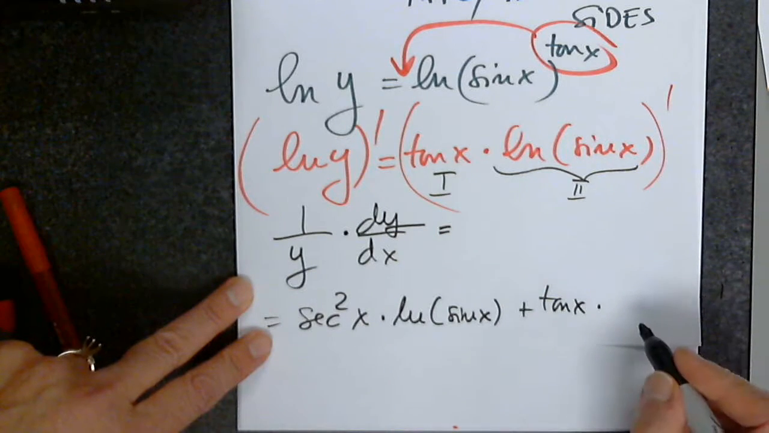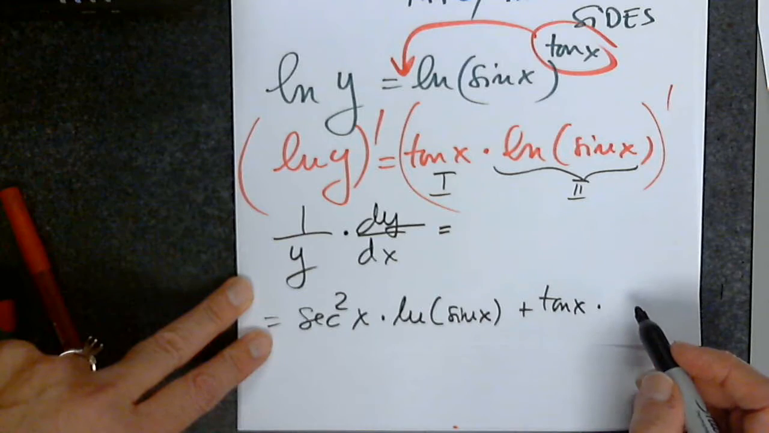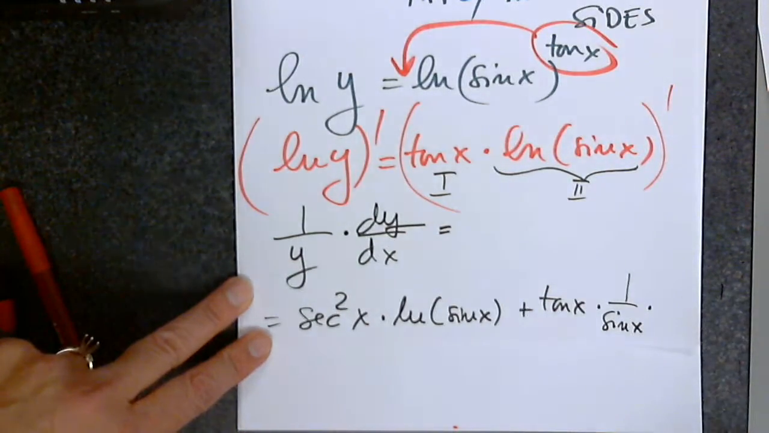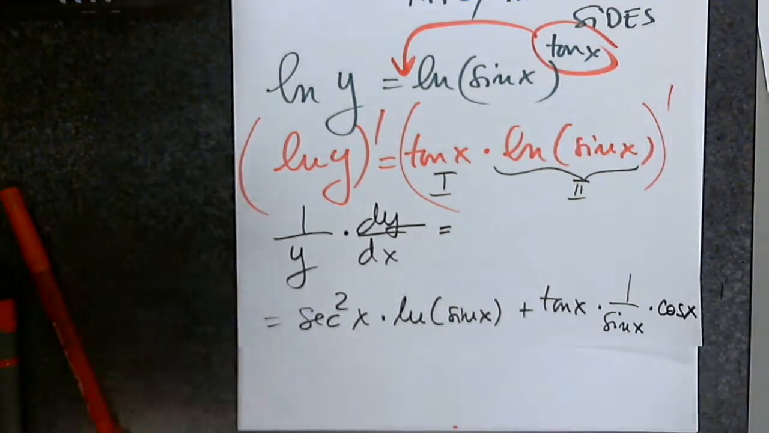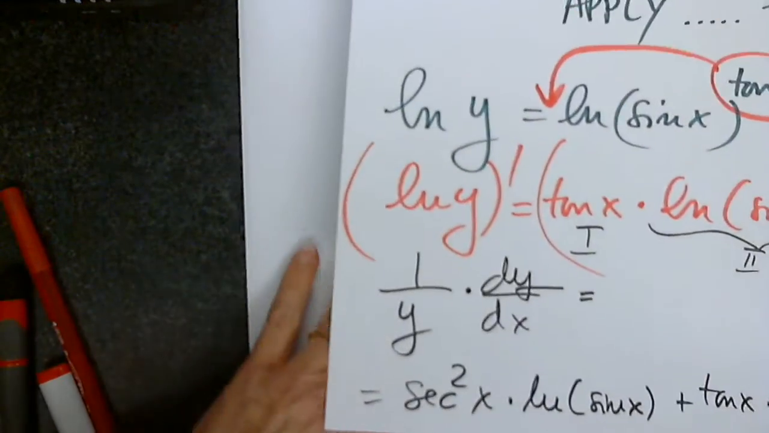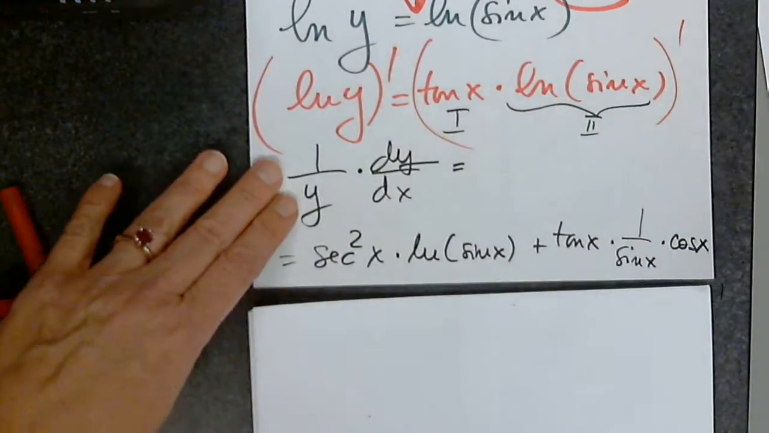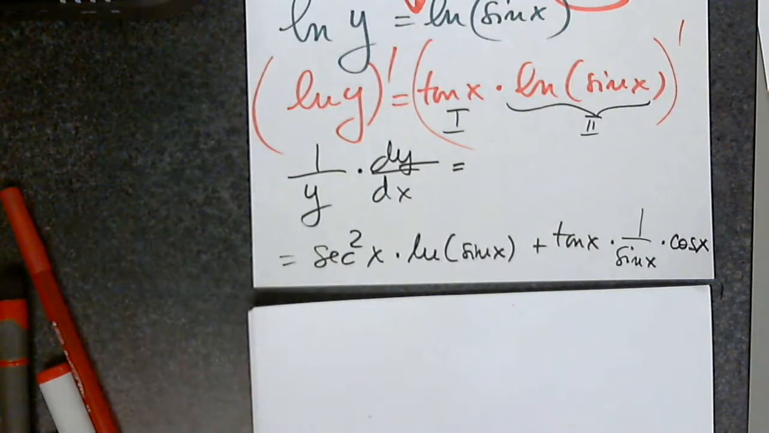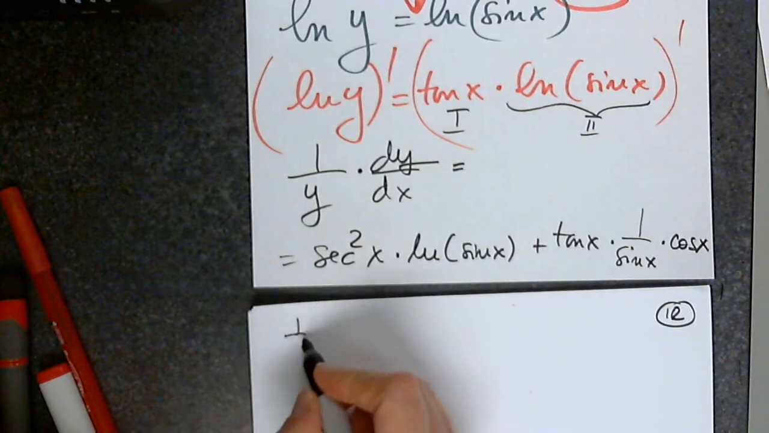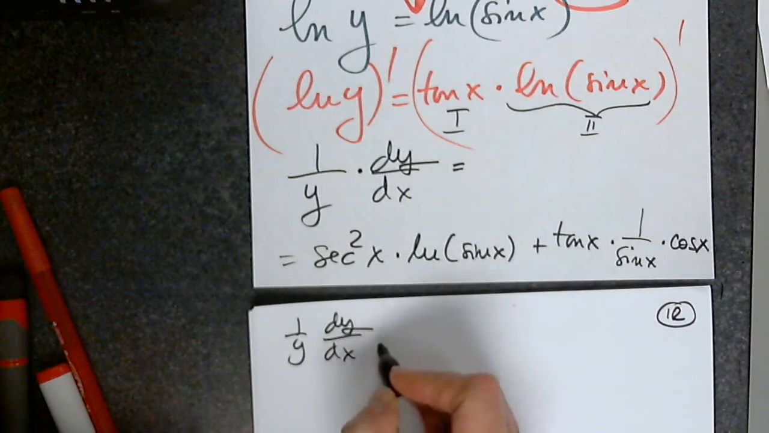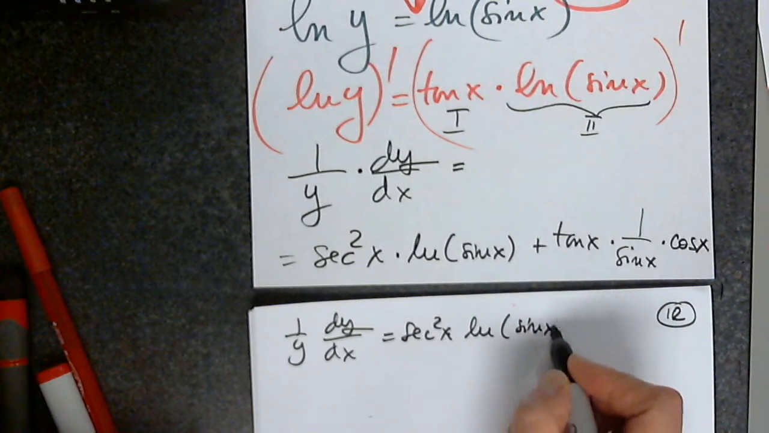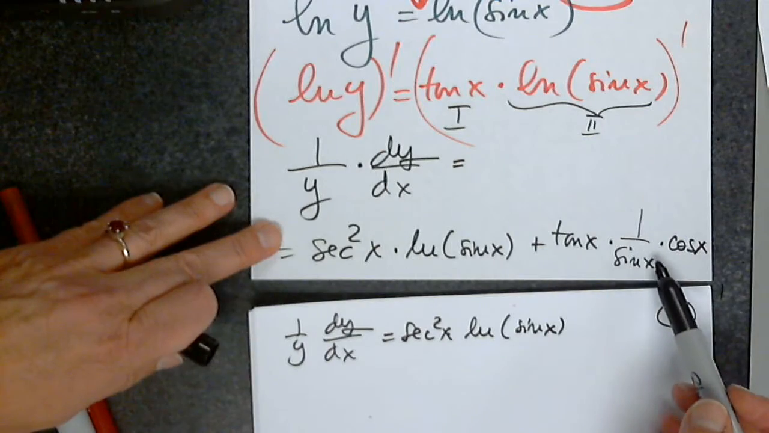It's on the handout. You have it. 1 over sine x multiplied by, very good. Perfect. Okay, so I'm going to copy again everything I have. So I have 1 over y dy over dx equals secant squared x times natural log of sine x. Let's see if we can figure out what this is.